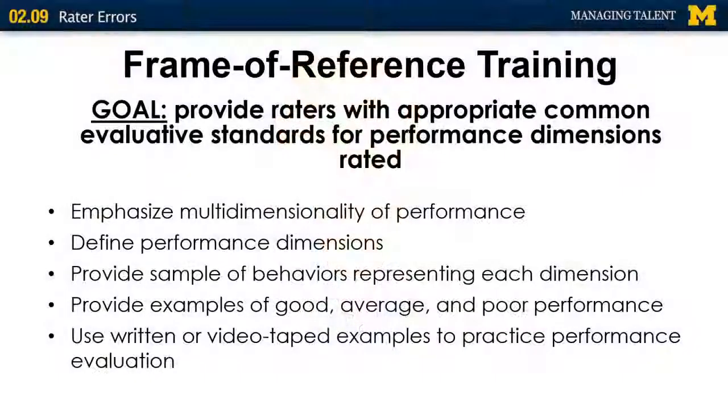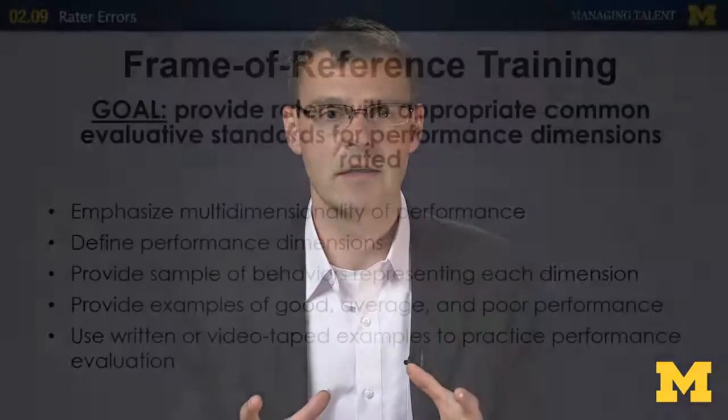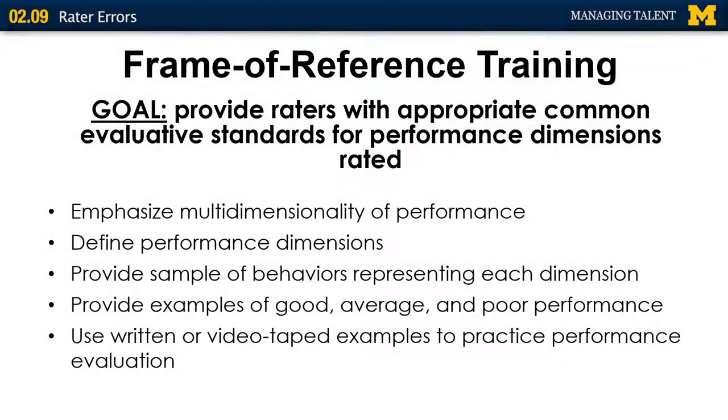Another type of rater training is the frame of reference training. Process-wise, it is very similar to rater error training. We use written and videotape examples to practice performance evaluation repeatedly. But the goal of this training is to provide raters with an appropriate common evaluative standard for performance dimensions to be rated. Put simply, the key goal of the frame of reference training is for us to walk away from that session with a very good understanding of what constitutes excellent, good, average, and poor performance.